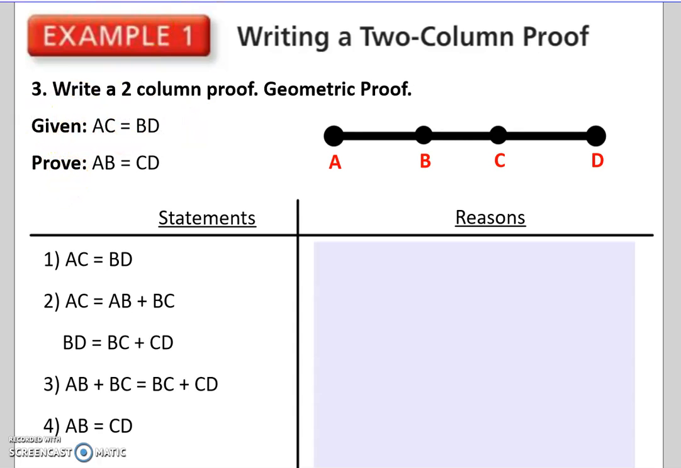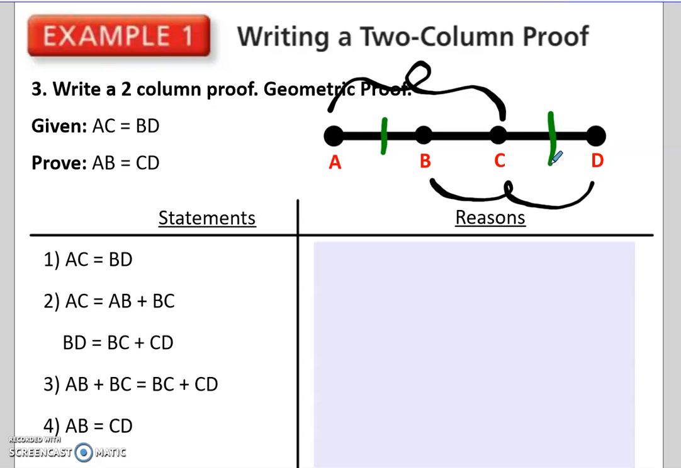They're straight up telling me here, AC, and we'll label AC, is equal to BD. They're telling me that those two segments are equal. They want me to prove that AB is equal to CD. Okay, they already have the statements there. We just need to explain it in the reasons.